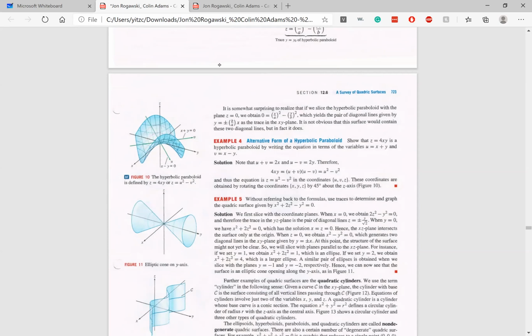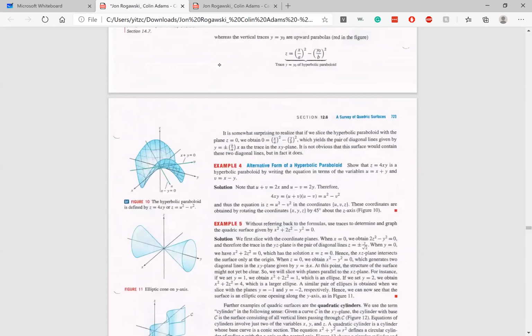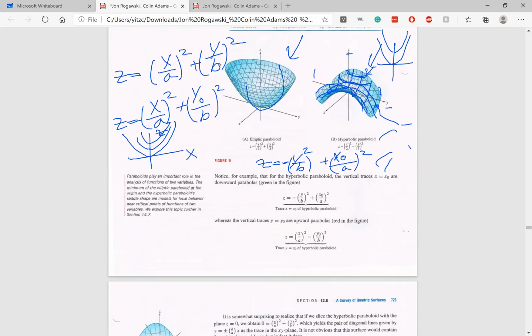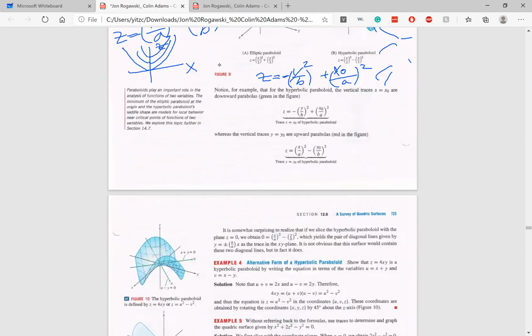Any other questions? Can you just quickly go over the difference between hyperbolas and parabolas? Not really the elliptical one, just parabolas and hyperbolas in general. Okay, so next time I'll just go over that, okay?